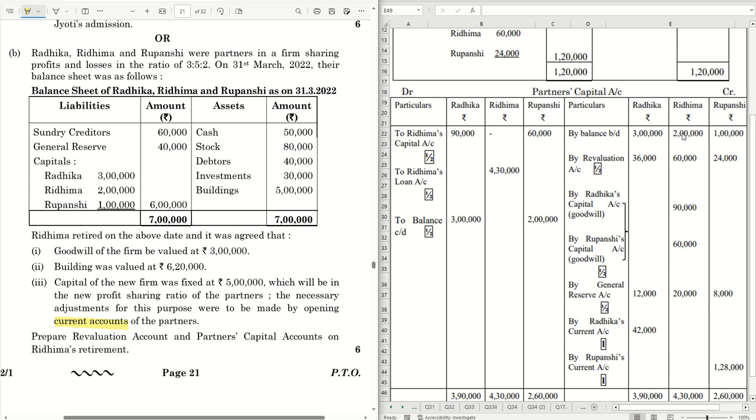Now let's have a look if there is anything which is left out. There is nothing else. Straight away now we can calculate Ridhima's balance, how much she is going to receive on her retirement, which is coming to 4,30,000. That will be transferred to Ridhima's loan account. Now, this is another important point to be noted. If the question hasn't mentioned whether the retiring partner is paid immediately or what is done with that amount, in this case as well, question is silent about payment to Ridhima. Then by default, you have to transfer that to retiring partner's loan account. In this case, to Ridhima's loan account, 4,30,000. Half mark allotted for that. You can see the marking scheme.